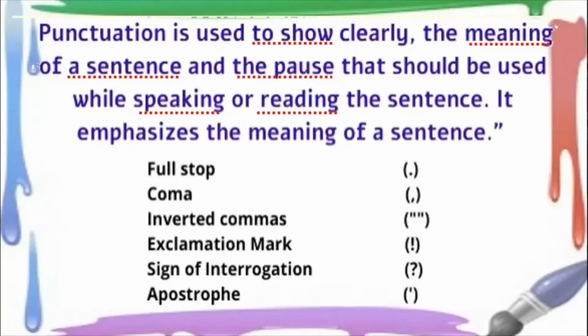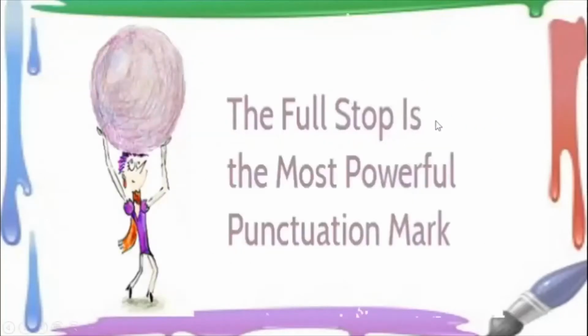So which are the punctuation marks that we use? We use the full stop, the comma, the inverted commas, the exclamation mark, the question mark, and the apostrophe. These are all the different punctuation marks that we use when we write or read English. Let us move on and study a few of them at least well.